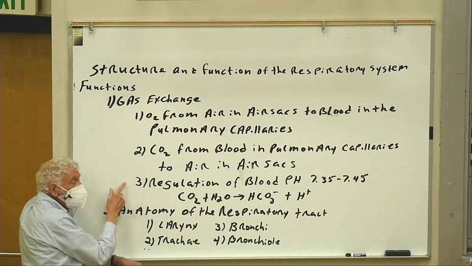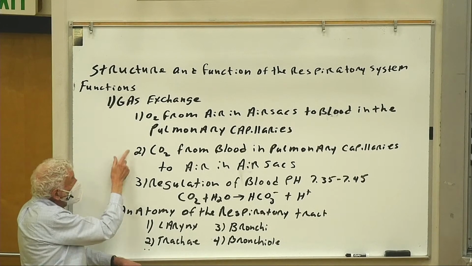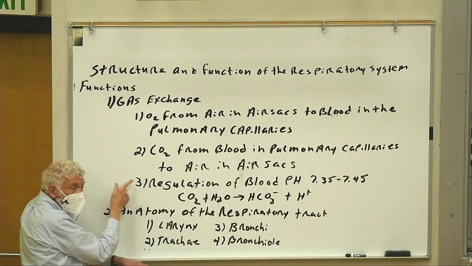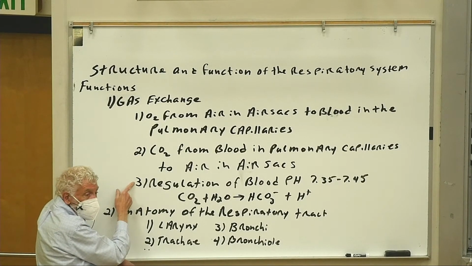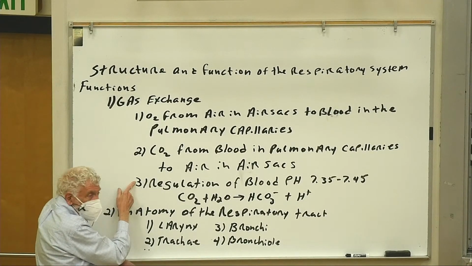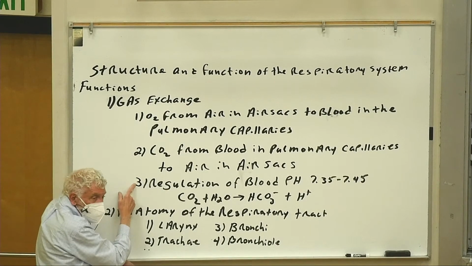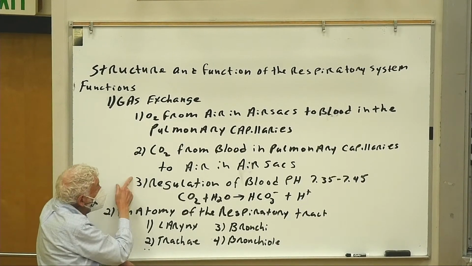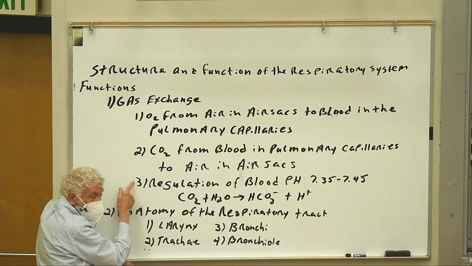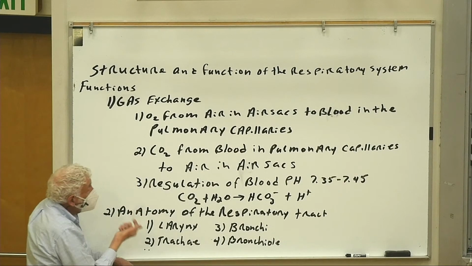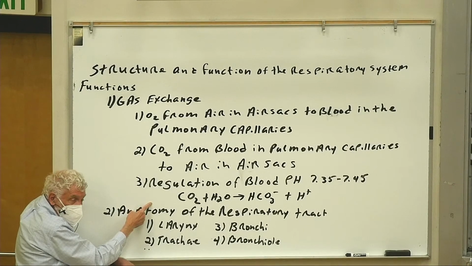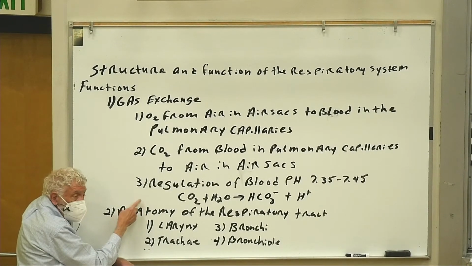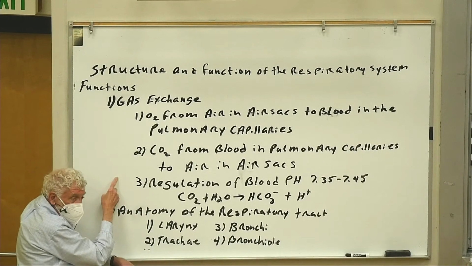We can now use the gradient of oxygen in the air versus the oxygen in the pulmonary capillary to allow oxygen to diffuse into the pulmonary capillary. There's nothing magical about this. This is just a diffusion gradient, and oxygen diffuses from a region of higher concentration to lower concentration. The other side of that coin is carbon dioxide, which diffuses out of the blood into the air sac.